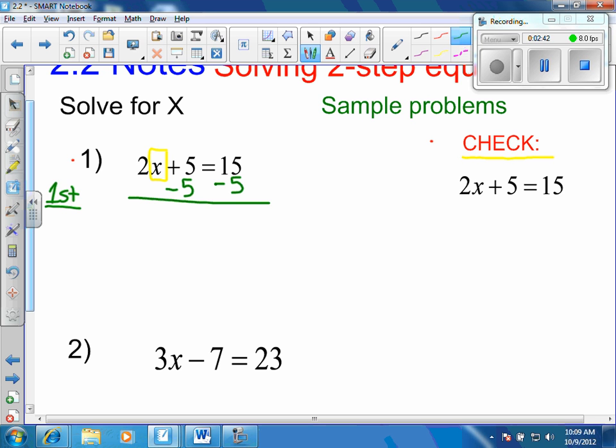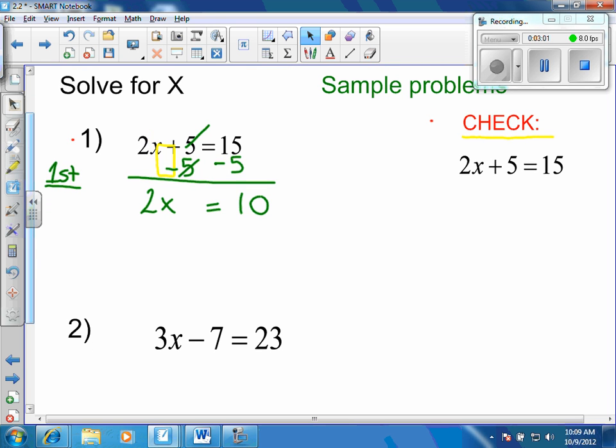Then you can draw a line. These cancel. So you bring down what's left on the left-hand side. Can you make each step a different color? I can. And then this is 10. So far, I've done 1 step. But I still have my x in the problem. I still want to get that all by itself.